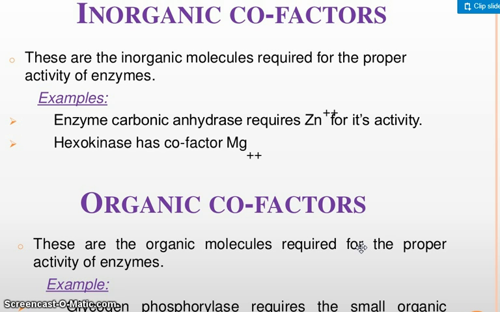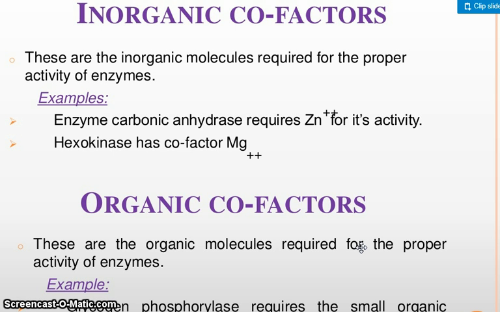Inorganic cofactors are the inorganic molecules required for the proper activity of enzyme. Example, the enzyme carbonic anhydrase requires zinc 2+ for its activity. Hexokinase has cofactor Mg 2+.